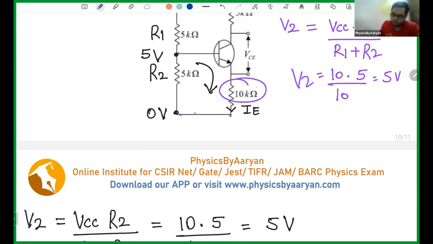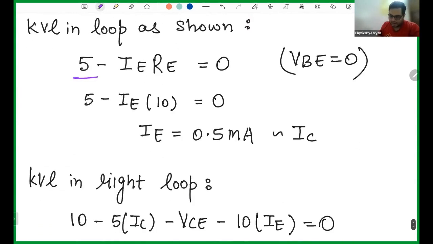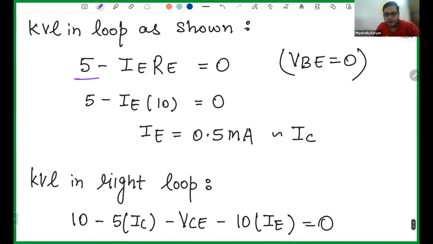So IE into RE. And the RE value is 10 kilo ohm, so I put this as 10. So my IE will come out to be 5 by 10, which is 0.5 milliampere. Whatever your emitter current is, that will approximately be your collector current. So I have found both IE and IC.